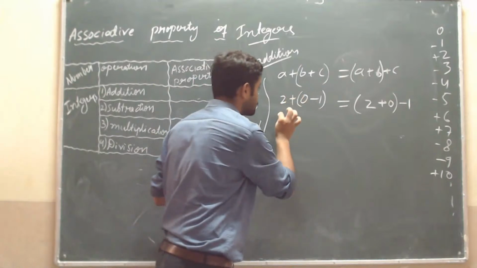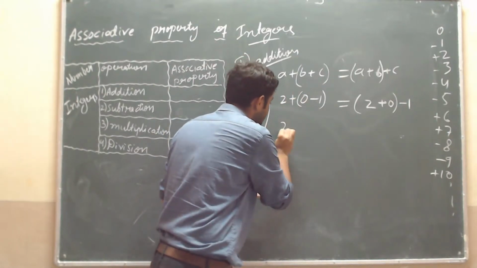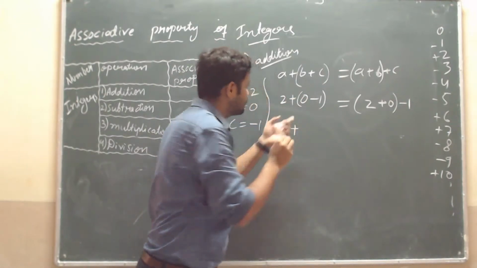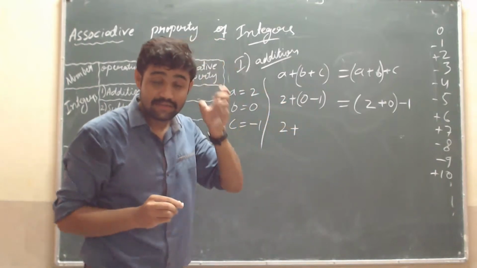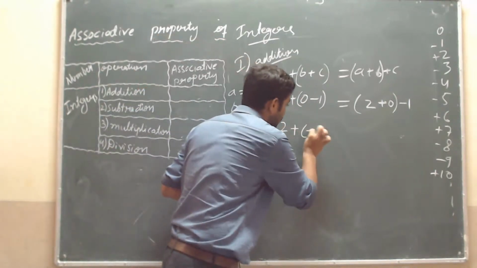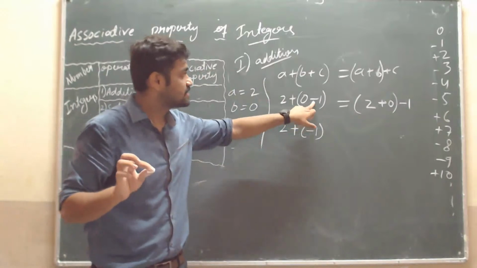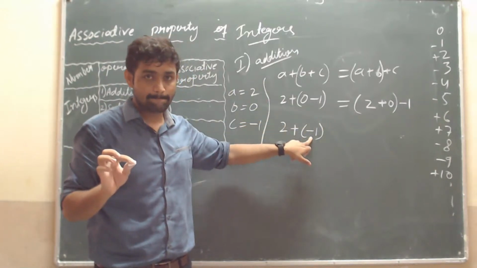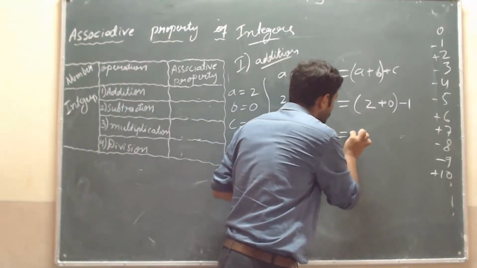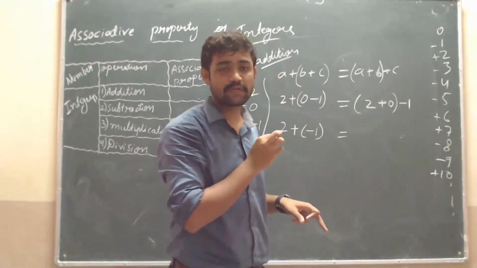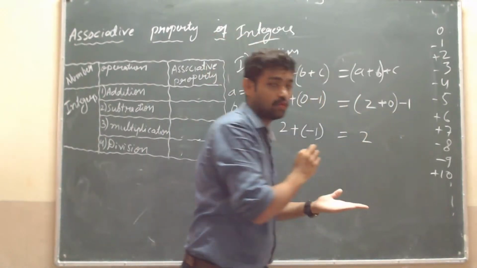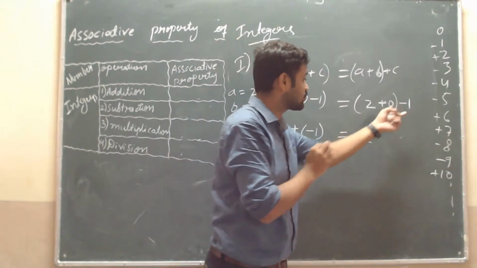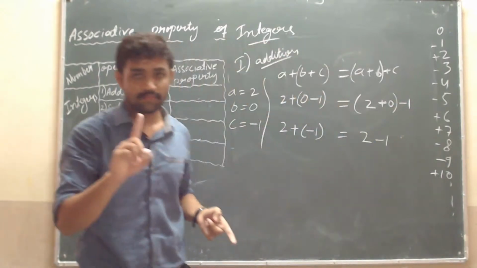Okay, c. I will solve the first one, that is LHS. 2 is there, plus 0 minus 1. 0 minus 1 as usual, that is minus 1. 0 minus 1, that is minus 1. Okay, that is equal to 2 plus 0. 2 plus 0 is the same as it is, that is 2 only. Then here minus 1 is there. Minus 1. Understood?